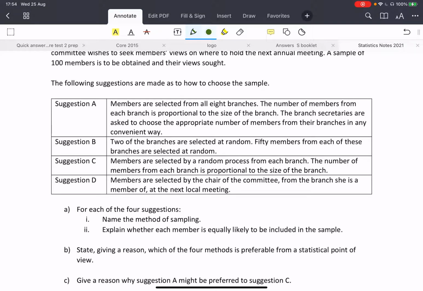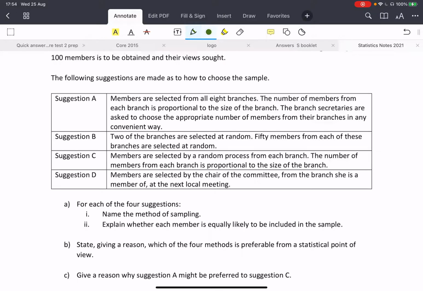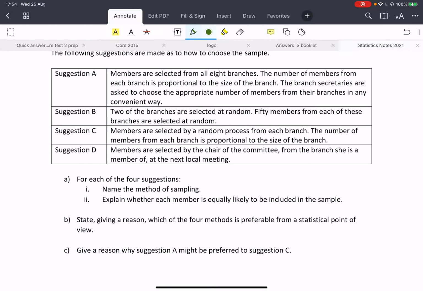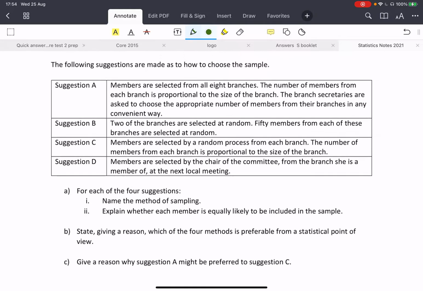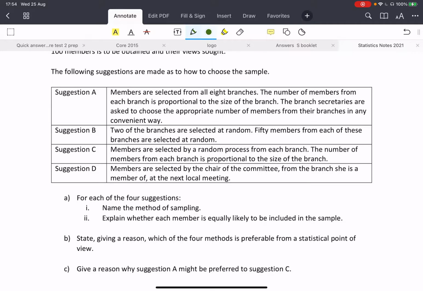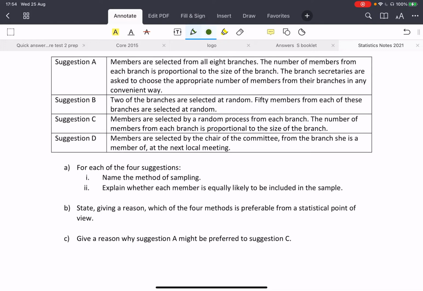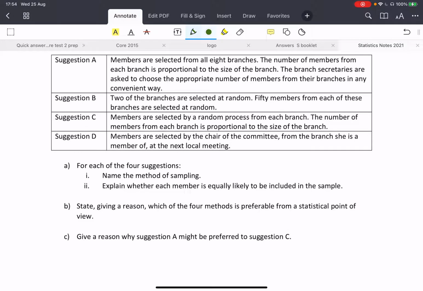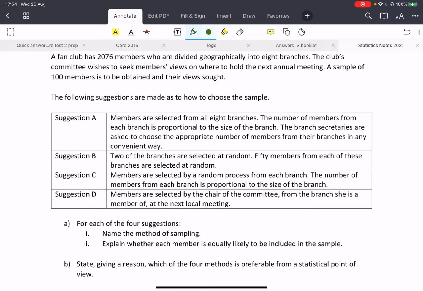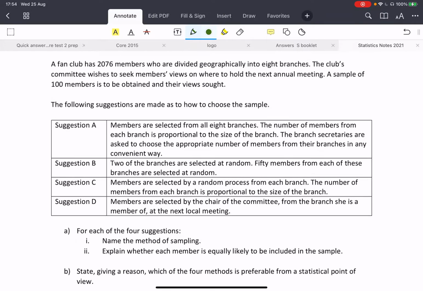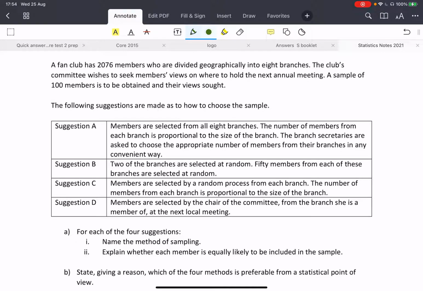And then for each of the 4 suggestions, name the method, explain whether every member is equally likely to be included. Part B, which of the 4 is preferable from a statistical point of view, i.e. which is fairest, and give a reason why suggestion A might be preferred to suggestion C. So this is quite a sophisticated way of trying to identify methods. Just why it's my turn, I presume. Okay, so let's have a look at what we've got.